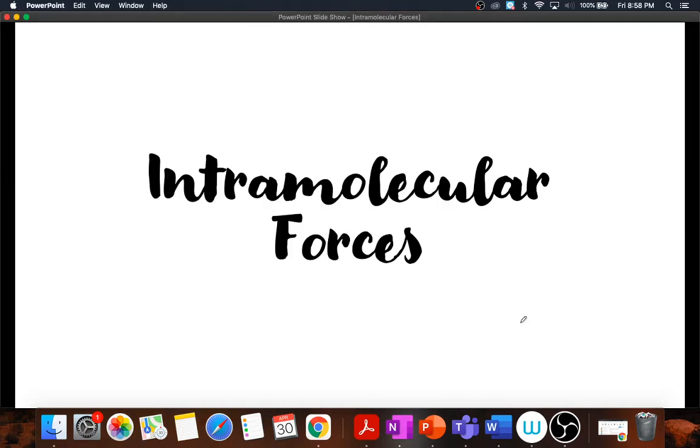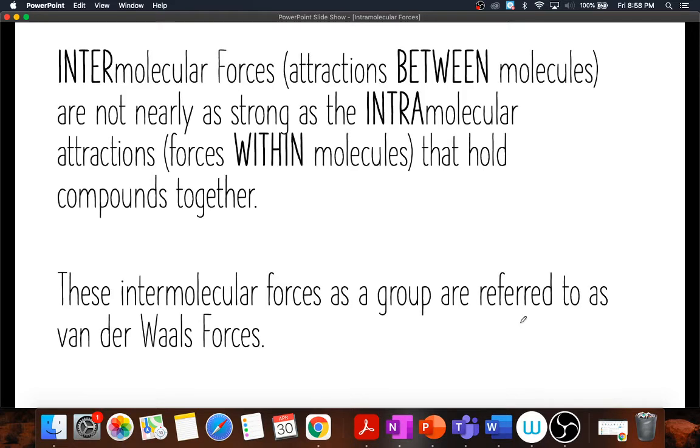All right, let's talk about intramolecular forces. Now, along with intramolecular forces, you're also going to hear intermolecular forces. And these two are different. As similar as they sound, they are two different things. Now, intermolecular forces are the attractions that exist between different molecules.